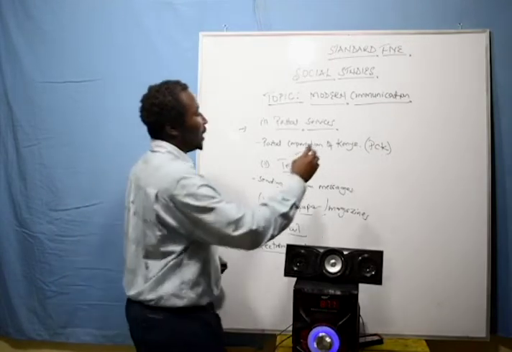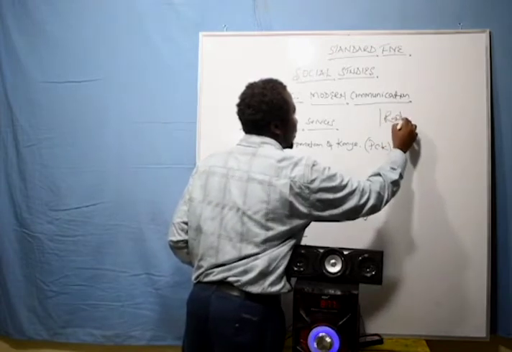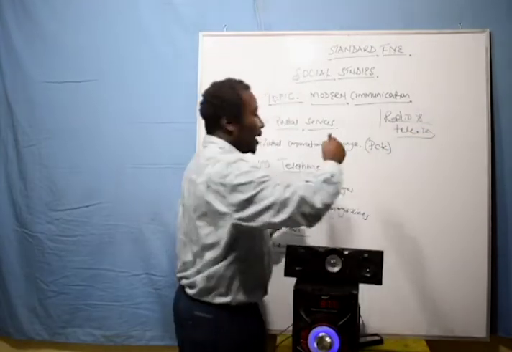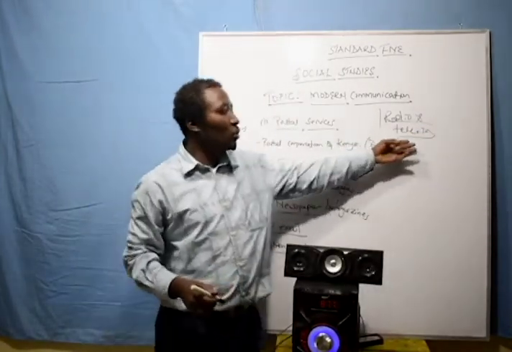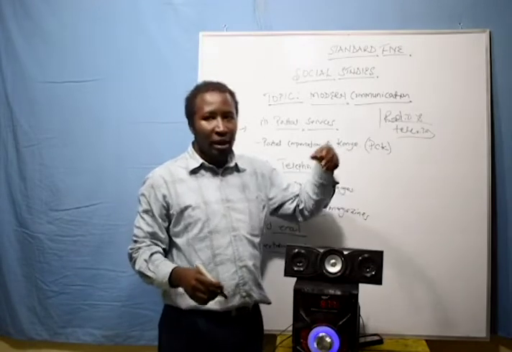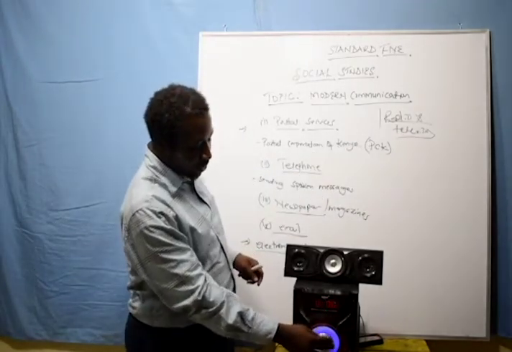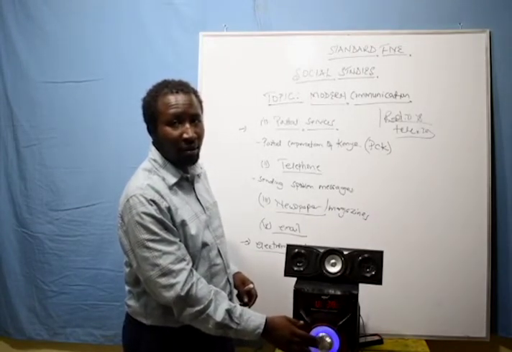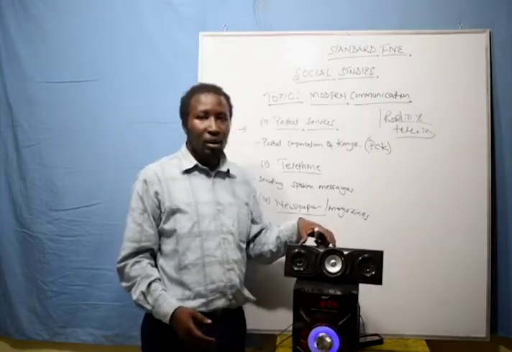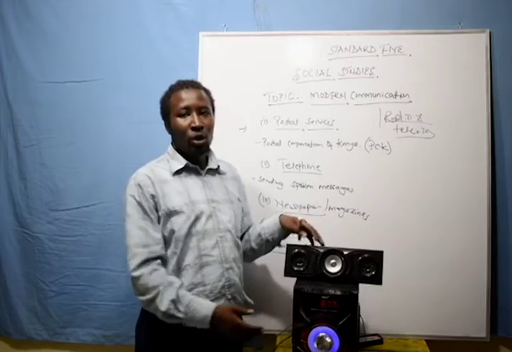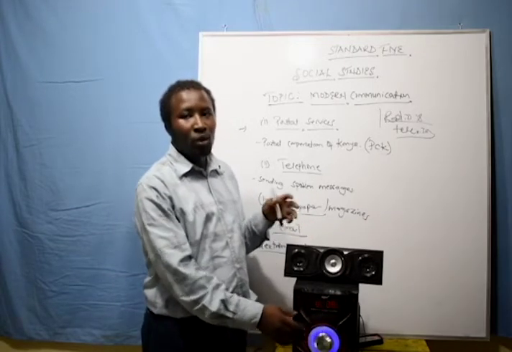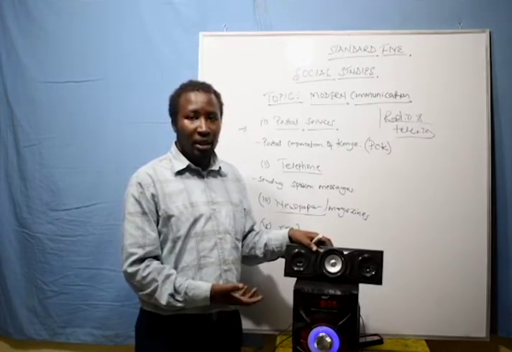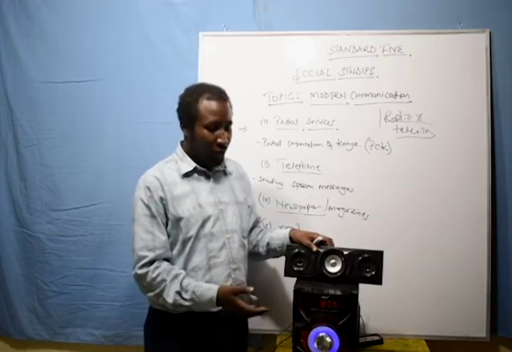Now, there's another one known as the radio and television. Radio and television. Now, the easiest and the fastest way to send information that could reach many people at the same time is by use of the radio and television. For example, I have a radio here. I think you can listen. This is a radio. It can be used to entertain people. So by use of the radio, people are able to get entertainment and get information wherever they are.